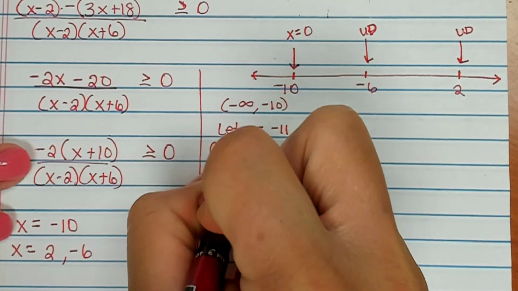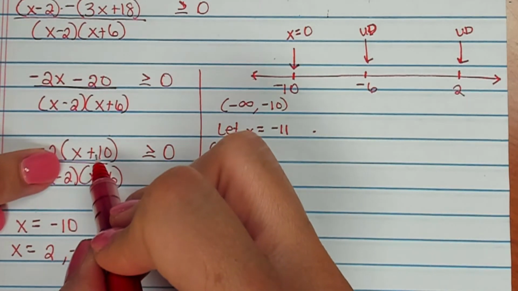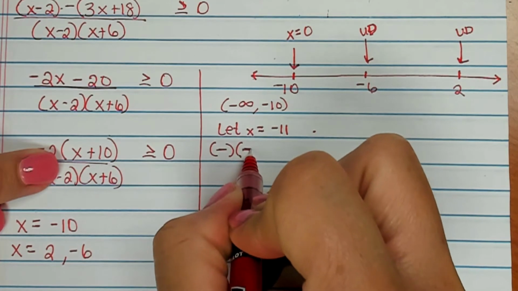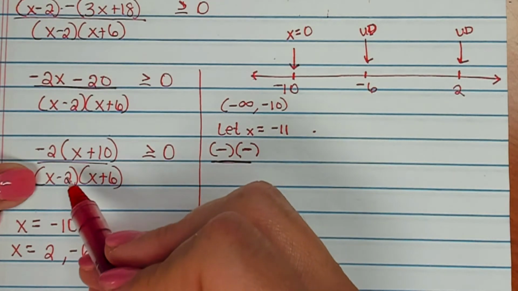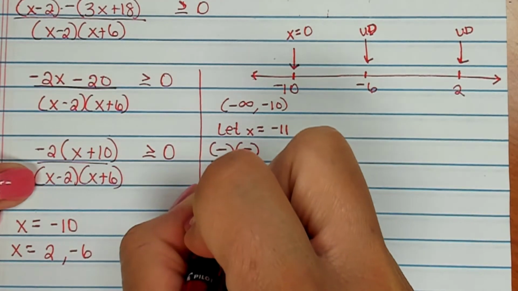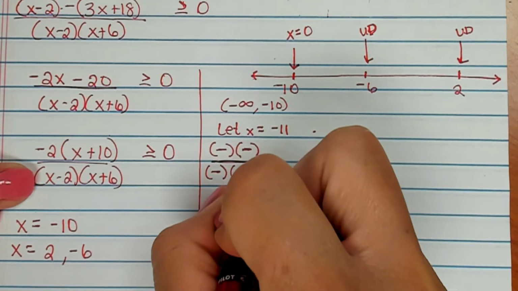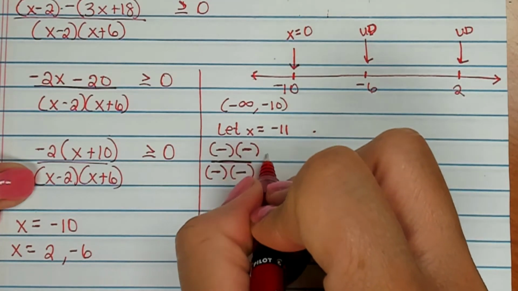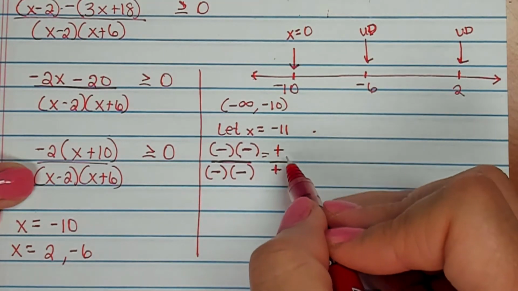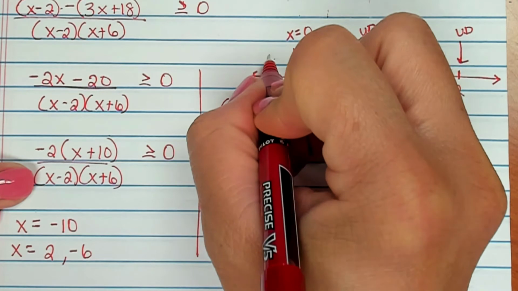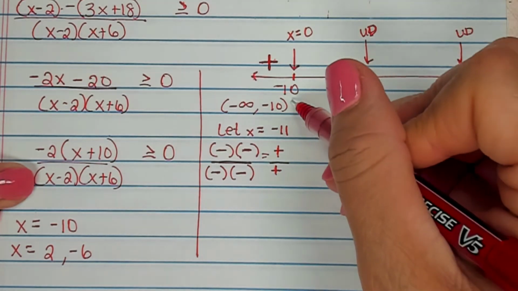I have a negative 2 times, what do I get when I substitute negative 11 into here? A negative 11 plus 10 gives me negative 1. So in my numerator, I have a negative divided by a negative. And in my denominator, a negative 11 minus 2 gives me a negative 13. And negative 11 plus 6, again, that is a negative number. So a negative times a negative gives me a positive. A negative times a negative gives me a positive. A positive divided by a positive. This tells me that all these values here are going to be positive values, okay?